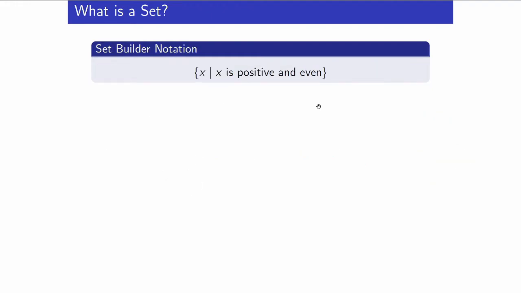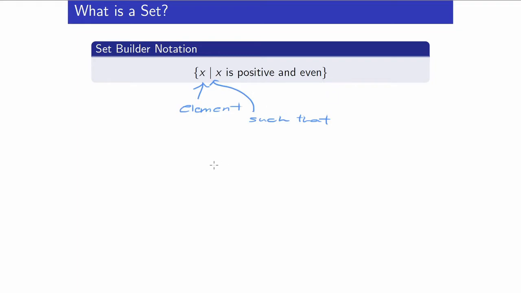Let's talk about notation and how you write sets. So let's take this condition: x such that x is positive and even. How do we build a set? What this is saying is that there's some arbitrary general element of the set x, where this pipe means such that, x is positive and even.